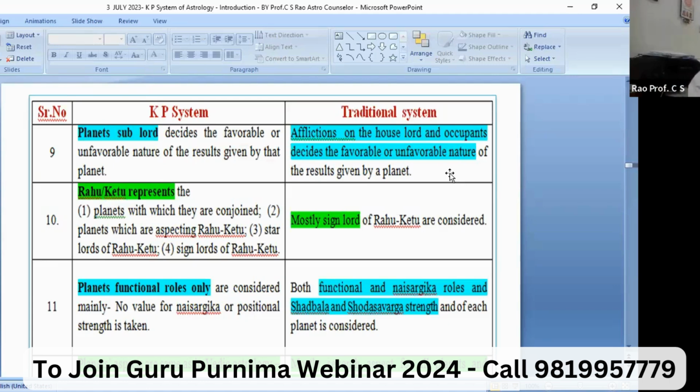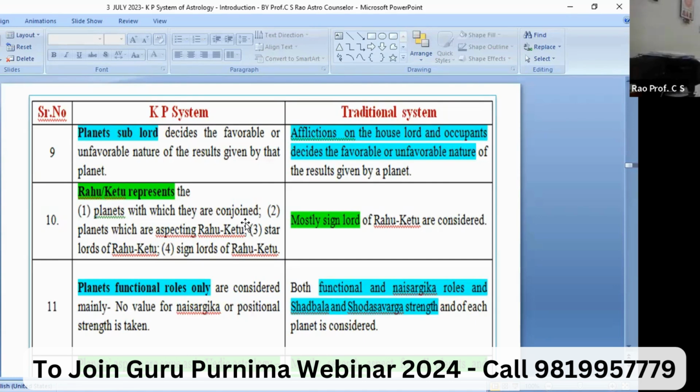Here, the sign lord and star lord give the nature of the result, and the sublord decides the favorable or unfavorable, benefic or malefic nature of the result. Next point: Rahu and Ketu have a special description.